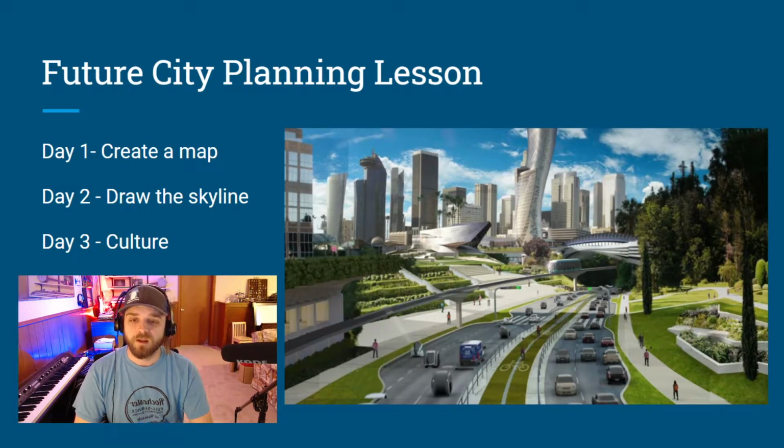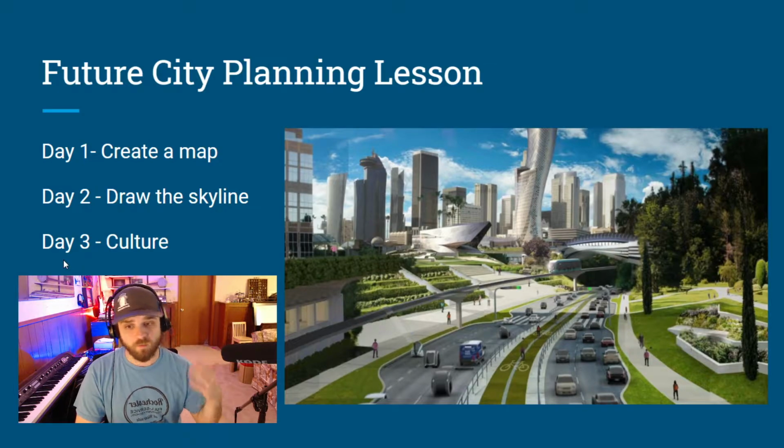All right? There's going to be 3 days of this. The first day, you will be creating a map. All right? So that's today. We're going to start mapping out how our city is going to look. And then your second day, you're going to draw the city's skyline. So that's like, if you look in this picture, a little view of the city where you can see the buildings and things. And then on the third day, we're going to be talking about the culture of the city.